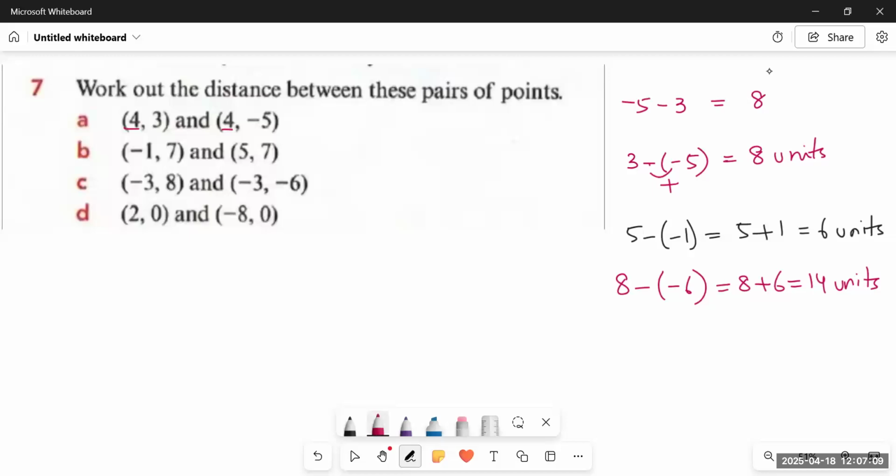Then we have number D, 2, 0 minus 8, 0. 0 is constant. So we'll go for 2 minus 8, which is 2 plus 8 equals to 10. So the distance between these 2 points in part D would be 10 units. And that's all.